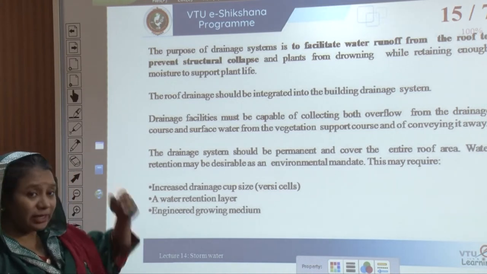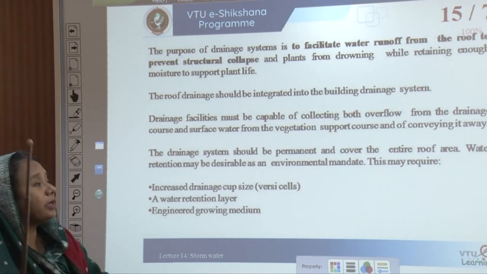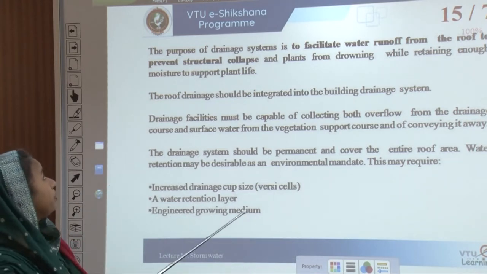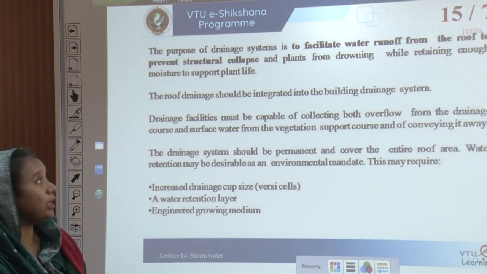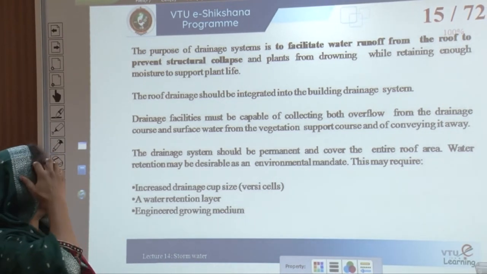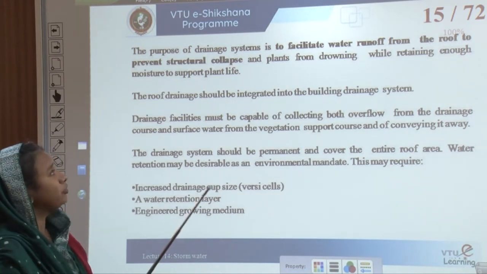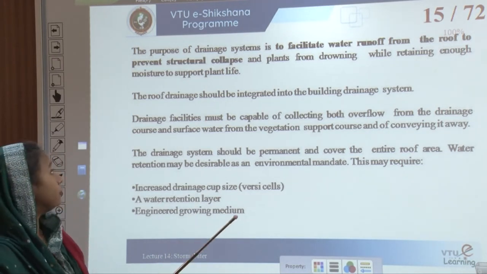The purpose of the drainage system is basically to facilitate any kind of runoff from the roof to prevent any kind of structural collapse also. And even if any plant has to drown while retaining enough moisture to support all the plant life, we drain off the system and facilitate runoff.